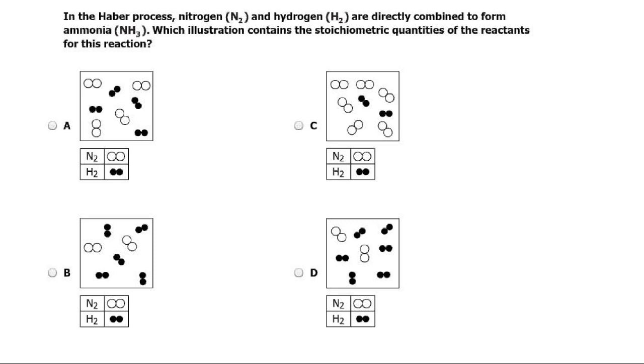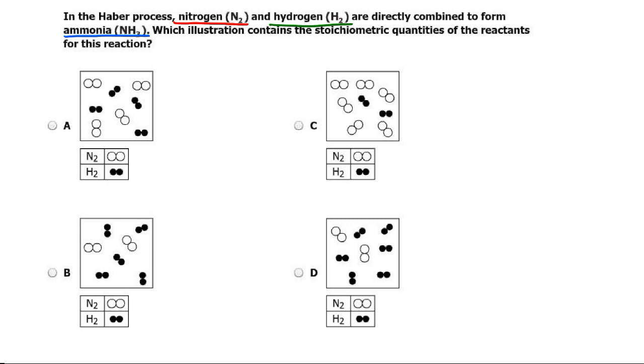In the Haber process, nitrogen and hydrogen are directly combined to form ammonia. Which illustration contains the stoichiometric quantities of the reactants for this reaction? Here's how you think about something like this that just has so much information in it: try to write out a chemical reaction piece by piece. We talked about word problems and how to go from word problems to actual chemical equations and then balancing them from there.